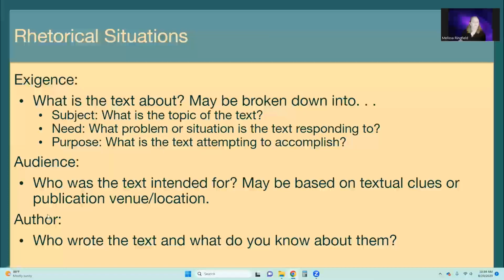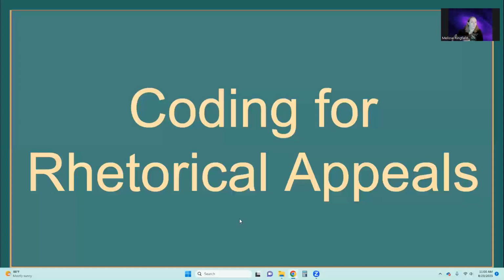Sometimes we can code for audience. So who was the text intended for? You can figure this out based on textual clues or on the publication venue or location. Probably you'll have all of the audience be the same, so it might not be worth coding for, but you never know. Author, who wrote the text and what do you know about them? This can be really useful for some social media posts, but we have to be careful about some of the assumptions that we might make about those authors. I'll talk about that in a little bit.